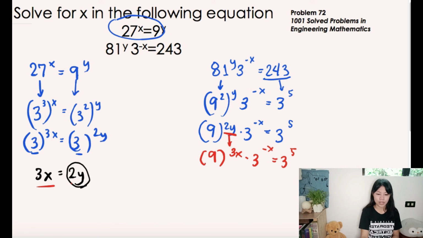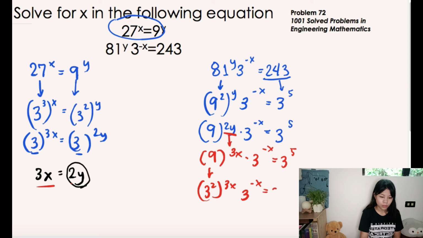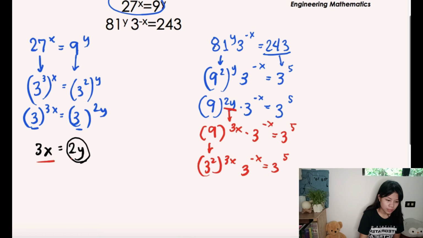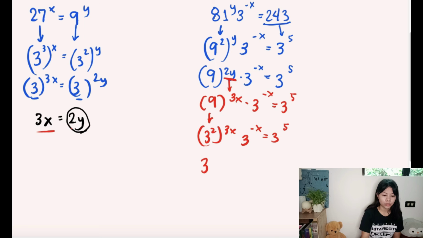Ngayon, pwede na natin siyang gawing 3 squared. Okay? We know that 9 is equal to 3 squared. Raise natin siya sa 3x times 3 raised to negative x is equal to 3 raised to 5. Evaluate pa natin siya, guys. 3 raised to, syempre alam niyo naman yung law of exponent na yan, which is kanina pa natin ginagamit. Multiply natin to 3 raised to 6x times 3 raised to negative x is equal to 3 raised to 5.